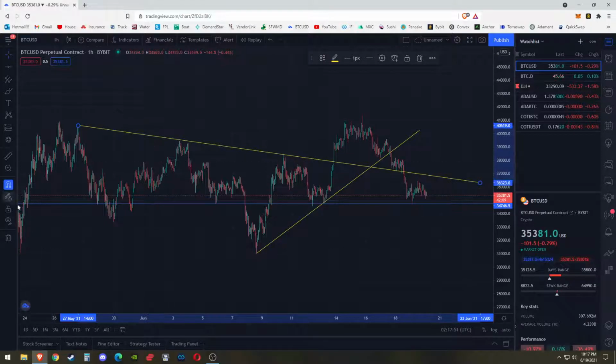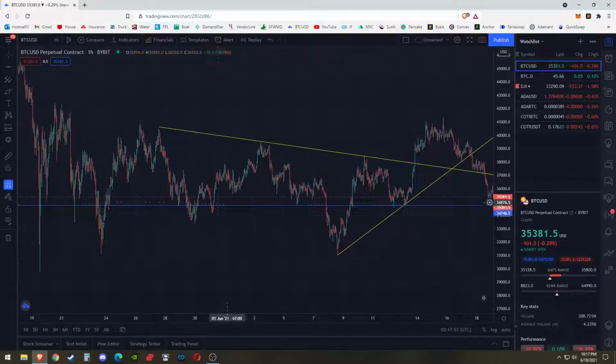So that gives you a quick tutorial on trend lines, how to use trend lines on TradingView, how to use some of the tools on here, and then also how to do a support and resistance line.